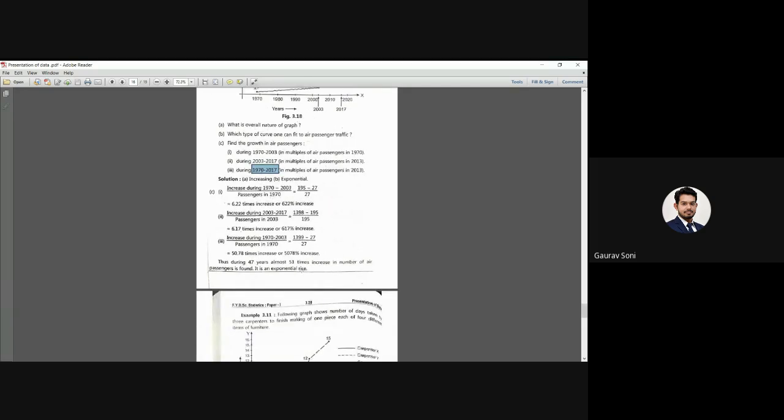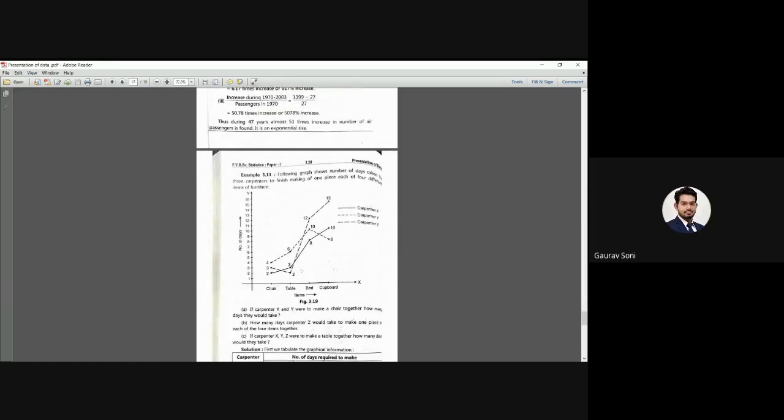So there is a 622% increase from the year 1970 to 2003. Then from 2003 to 2017, it is a 617% increase. But from the year 1970 to 2017, there is an increase of 5078%, which is almost 50.78 times. The number of air passengers has increased about 50 times.